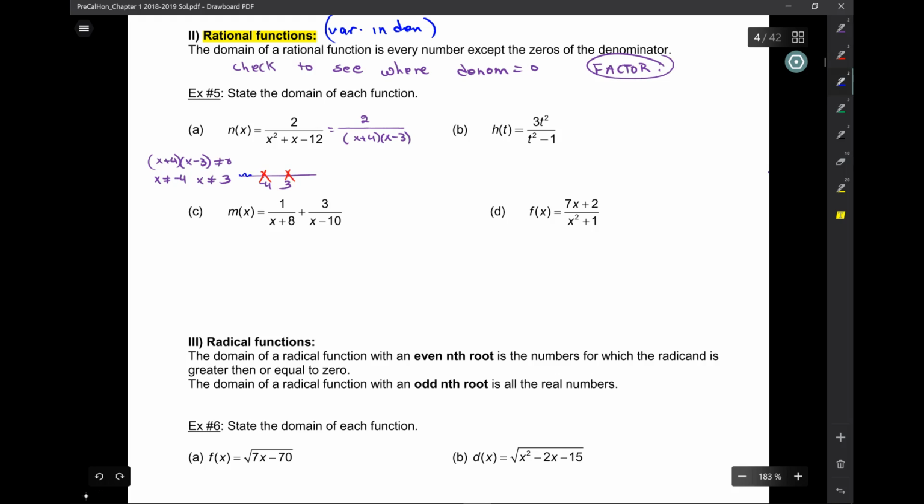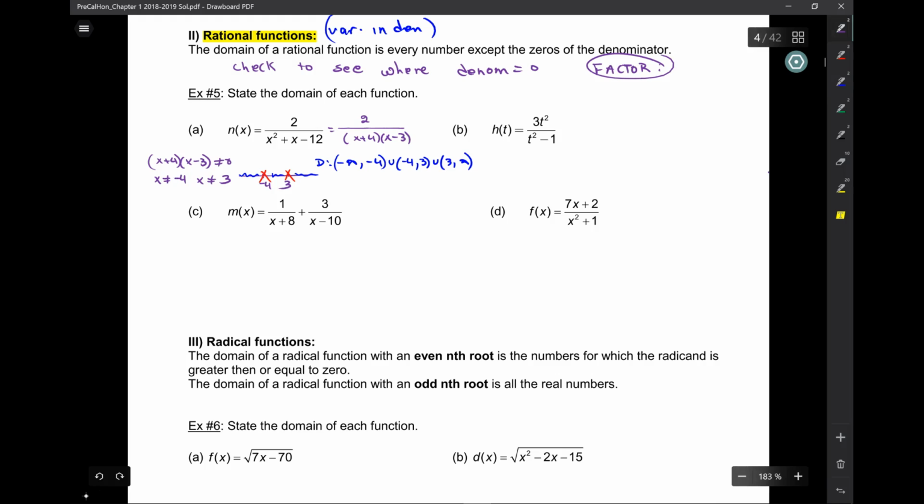But can it exist anywhere else? Yes. So the domain is negative infinity to negative 4, negative 4 to 3, 3 to infinity. Imagine writing x is less than negative 4, and then negative 4 less than x less than 3. There's so much unnecessary notation.